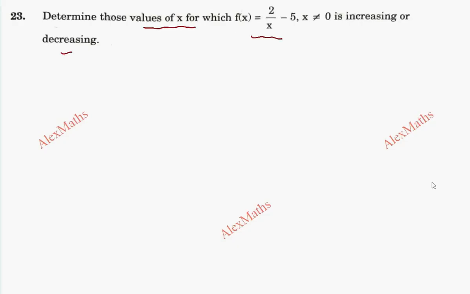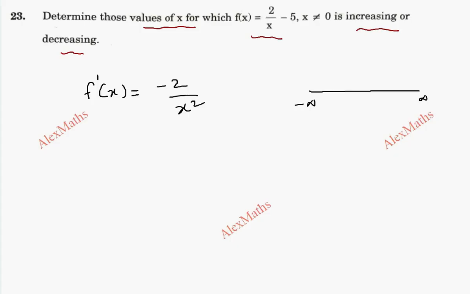Question number 23, they have given determine those values of x for which the given function is increasing or decreasing. So the first part, we find f dash of x, which is minus 2 by x square. And if I take a number line from minus infinity to plus infinity, any value if I choose and substitute in place of x, the denominator is going to be positive, but ultimately there is a minus sign. So this f dash of x is always less than 0.